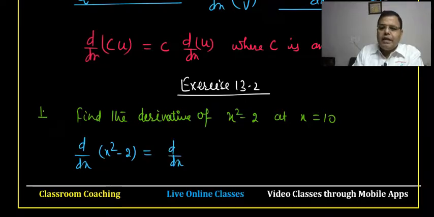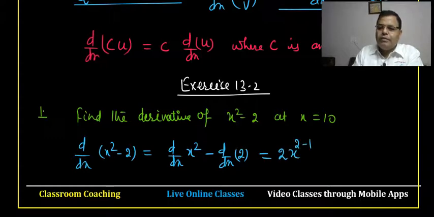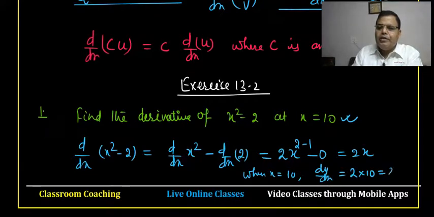So this can be written as dy dx of x square minus dy dx of 2. X square, this is x to the power n, so we will write 2x to the power 2 minus 1 for the derivative of this, and because 2 is an independent constant, the derivative of that will be 0. 2 minus 1 is 1, so it will be 2x. When x is 10, then dy dx is equal to 2 into 10, that is 20.